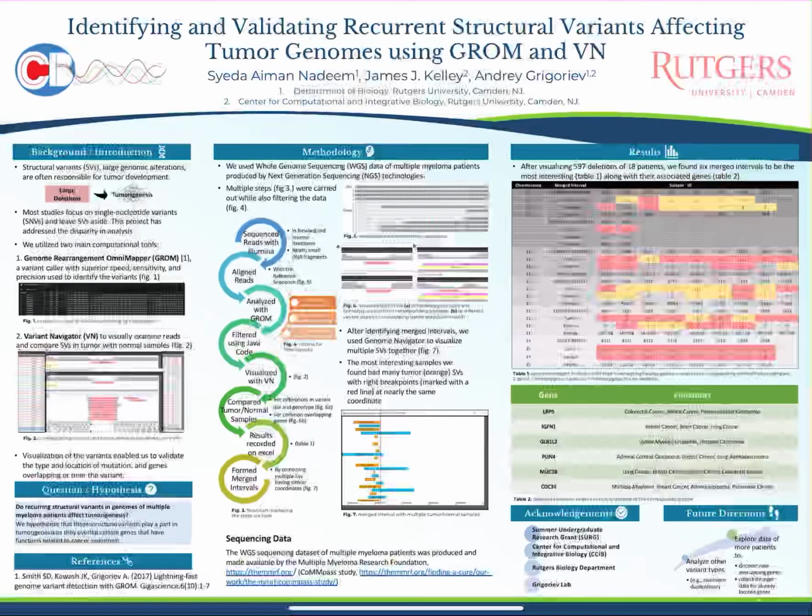For future directions, I'll be analyzing different variant types like inversions and duplications. So these ones were all deletions. And I'll be exploring more data to collect stronger data for already located genes and discover new overlapping genes as well.